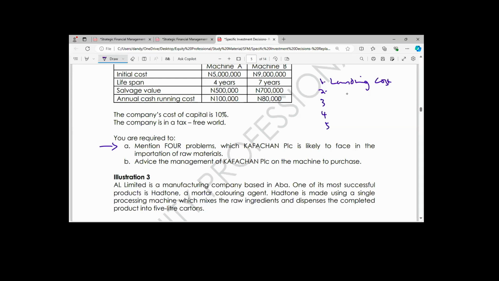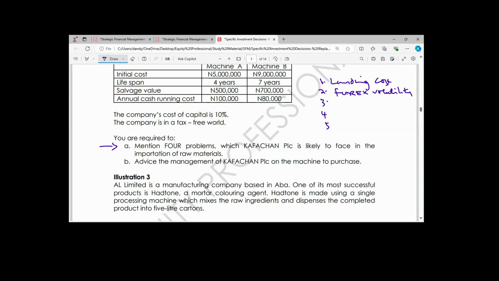The second one, give it to me. Foreign exchange volatility. Government policy. Availability of foreign exchange, fluctuation, source materials offshore. Hold on, volatility or exchange rate, forex volatility, which is correct? The fluctuation in exchange rate. So forex volatility. Trade restrictions. Trade restriction, okay.